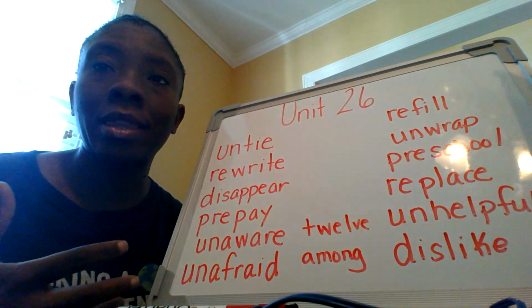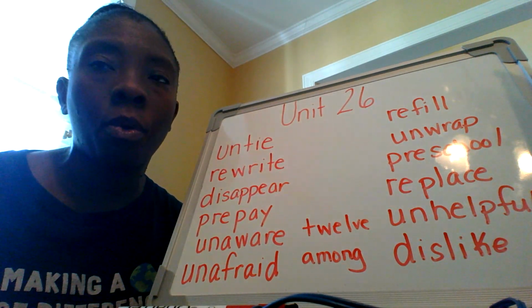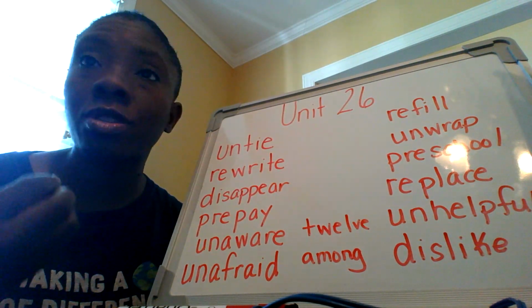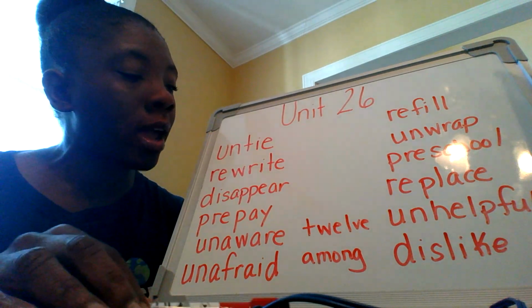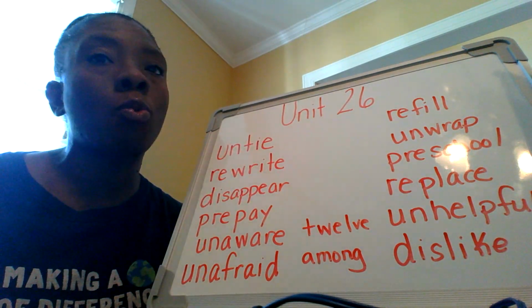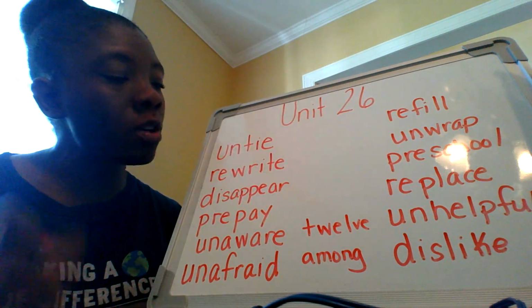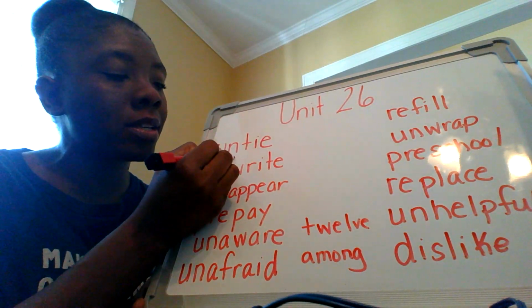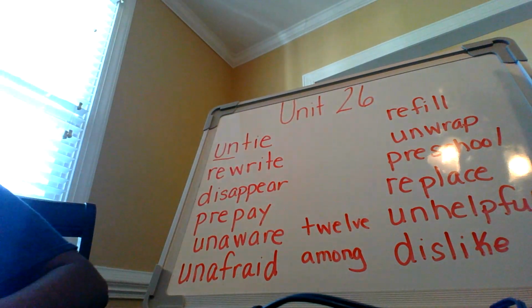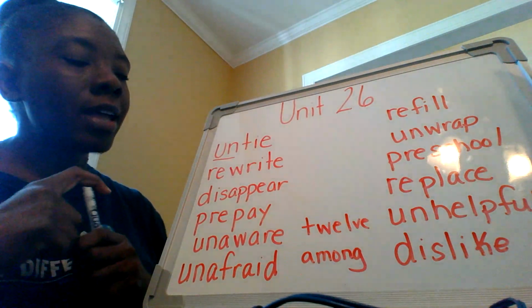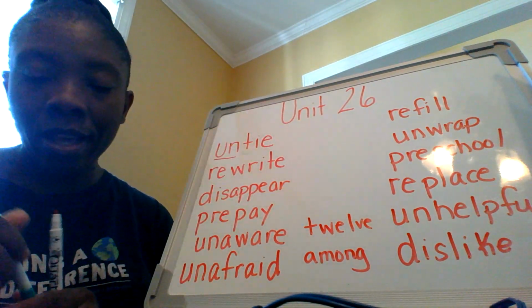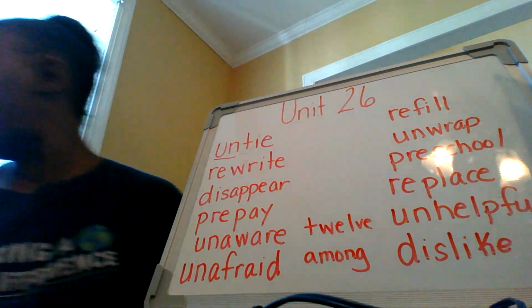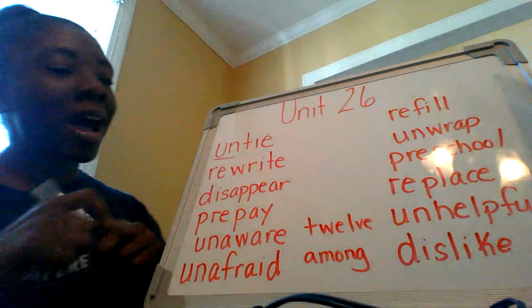Now, while I think that learning how to spell these words is really important, I think understanding what they mean is even more important. So that's what we're going to focus on now. Take a look at the word untie. In the word untie, un is going to be the prefix. I'm going to grab another color. And the base word is tie. So the word untie means not tied.